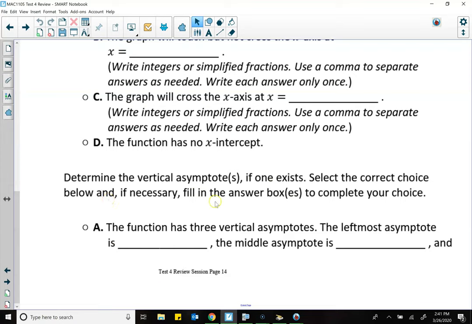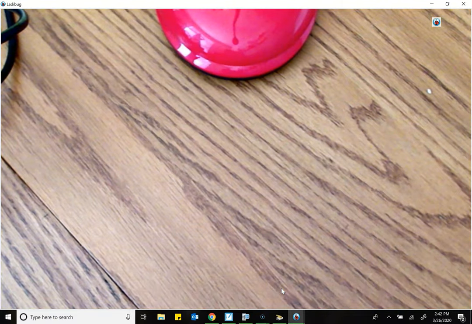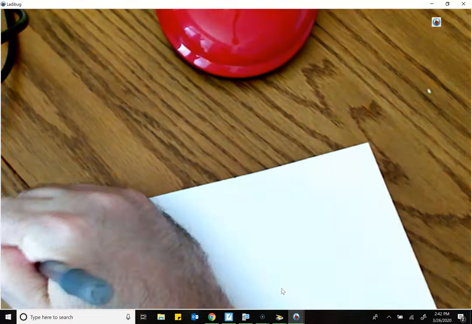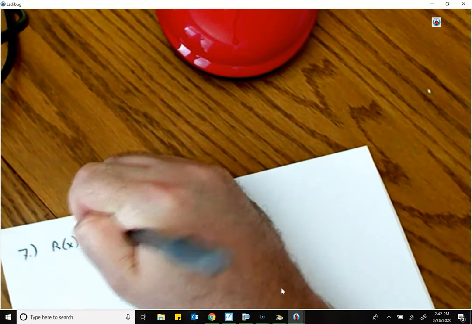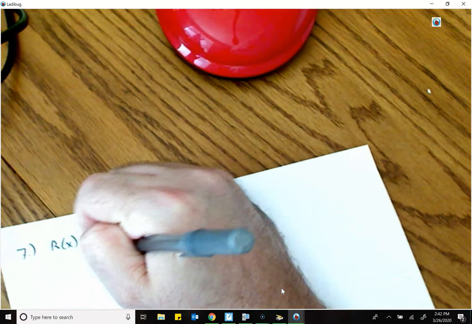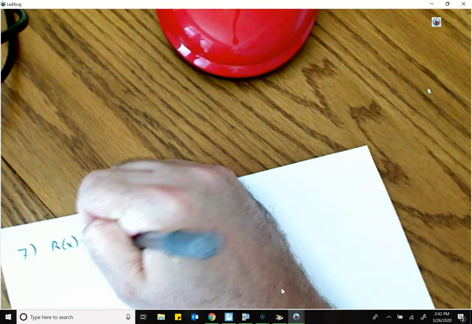Now we want to know about vertical asymptotes and horizontal asymptotes and oblique asymptotes. All right. So I'm going to continue on to another page. I'm going to rewrite my equation because question 7 has a lot of information to it. So question 7. So our equation was R(x) equal to (x plus 2) all over x(x plus 9).